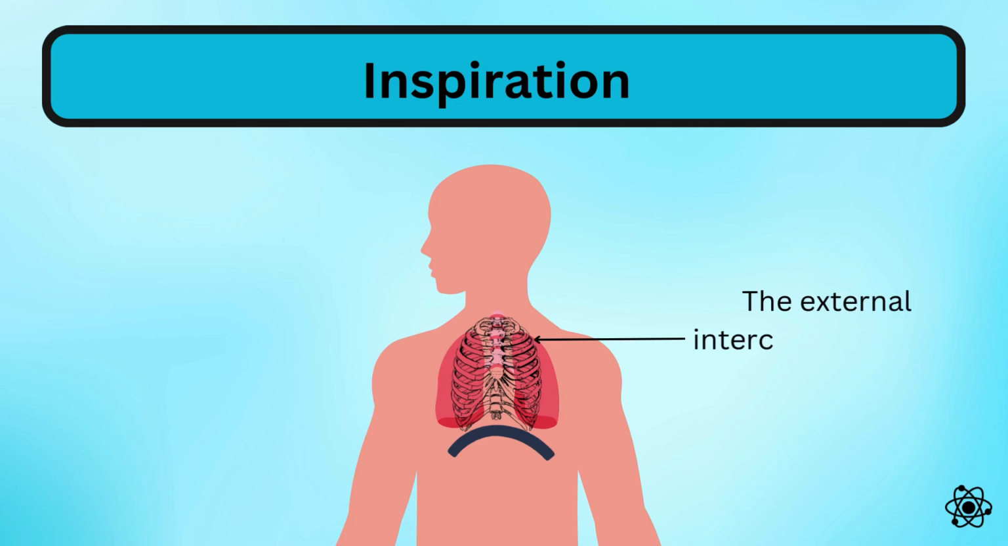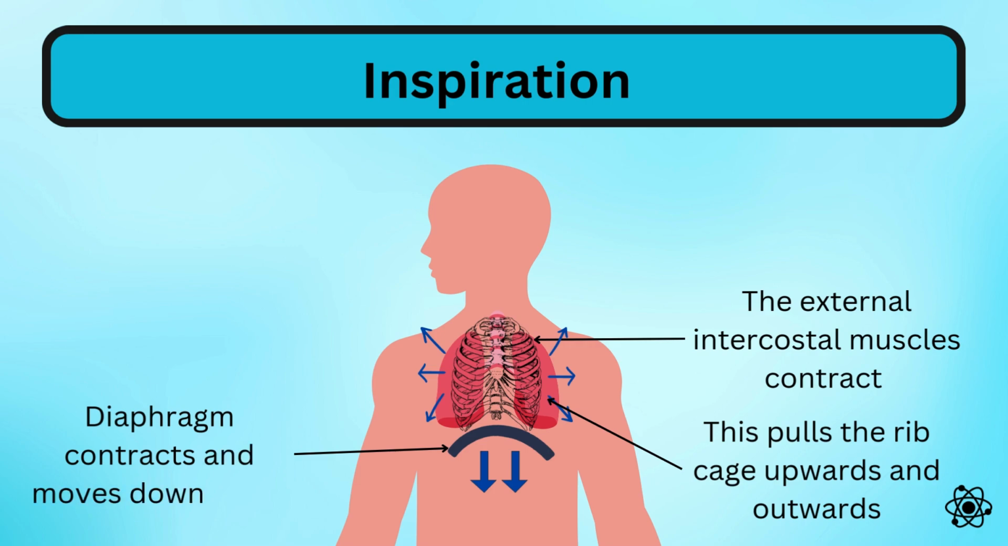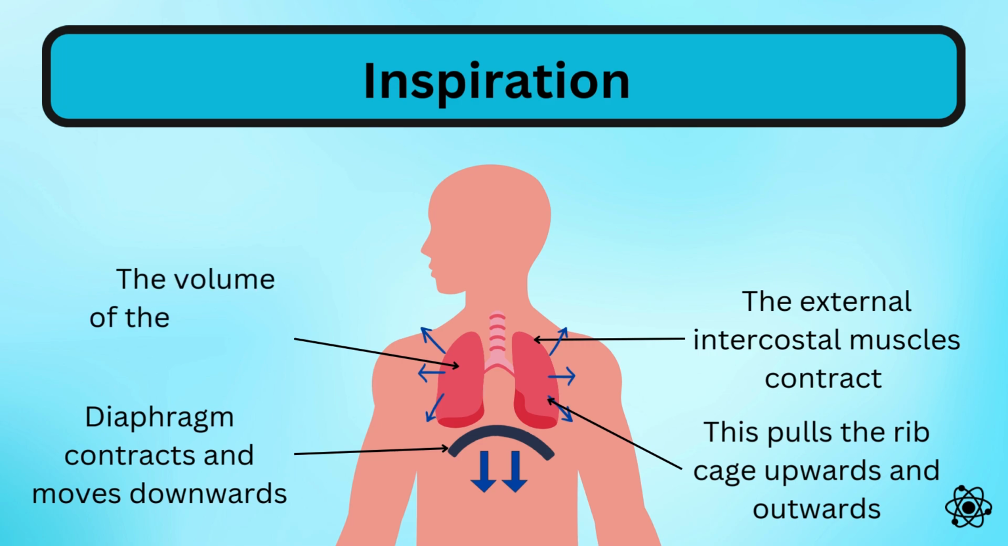The external intercostal muscles contract. This means that the internal intercostal muscles relax, since they are antagonistic pairs of muscles, where when one muscle contracts, the other muscle relaxes. This pulls the rib cage upwards and outwards. The diaphragm, which is dome-shaped when relaxed in its normal position, contracts and moves downwards, flattening. Both of these factors lead to the volume of the thorax to increase. The thorax is basically the chest area, which will increase in volume like a blown-up balloon.